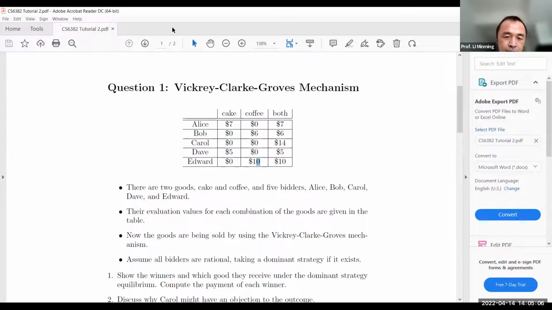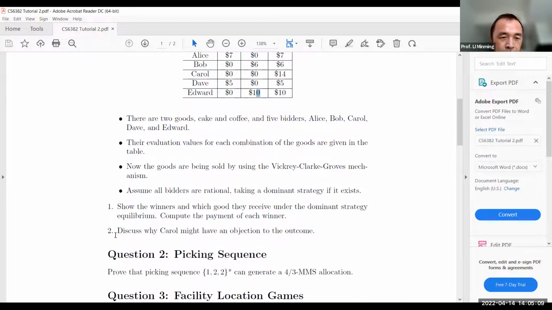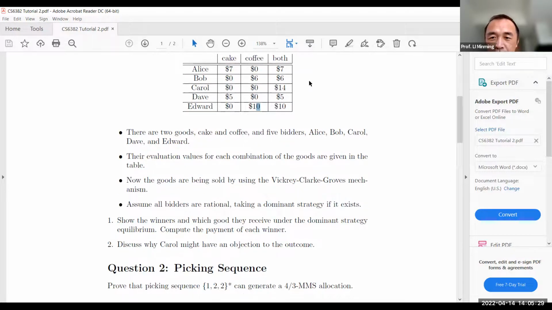So now, second question. Discuss why Carol might have an objection to the outcome. Any idea? Someone, Sinan, said Alice and Edward use less money to buy a product, because altogether they only pay $12. But Carol says, I'm willing to pay 14, so why not give them to me? So this is a phenomenon that Carol may object to.